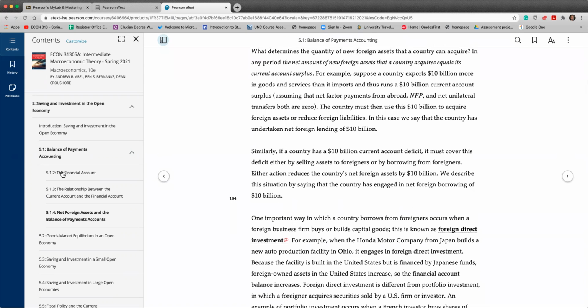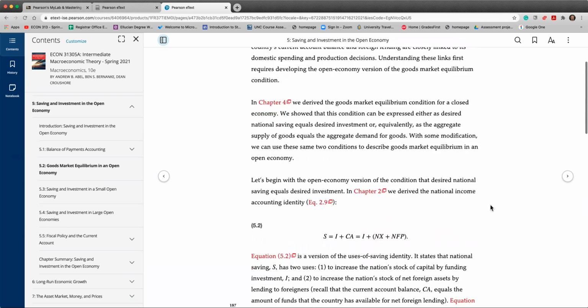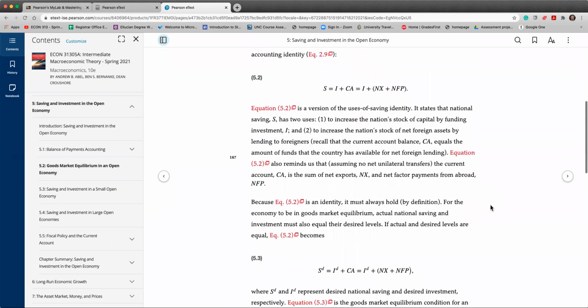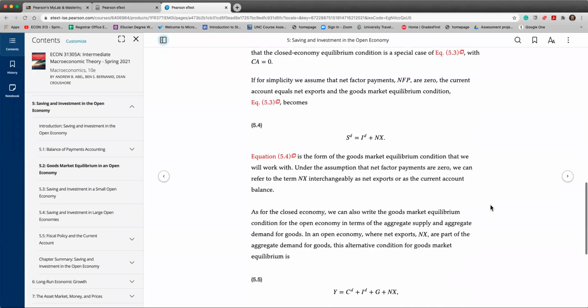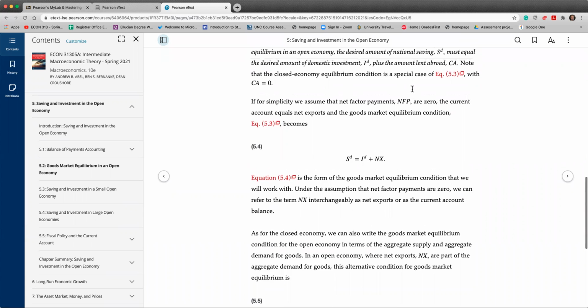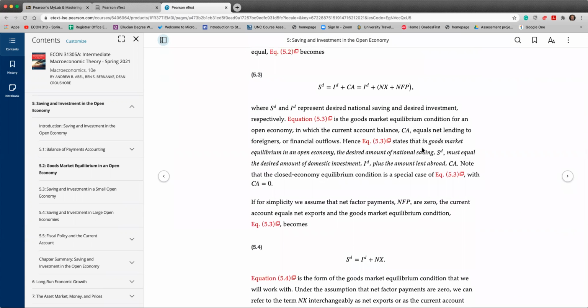Okay. So that's the first section about the balance of payments. Once we get to talking about the goods market in equilibrium in an open economy, the uses of saving identity, which is what I'm building up here, is really where we end up. If we assume that net factor payments are 0, we have desired saving equals investment plus the current account. This is what we have back from chapter 2, this part up here.